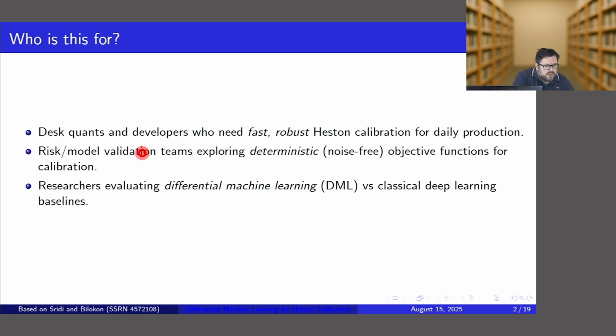The second group is the risk and model validation teams who are interested in deterministic noise-free objective functions for calibration. And that's precisely what differential machine learning, what DML, produces. It produces smooth objective landscapes via differentials, which is very attractive to model validation professionals.